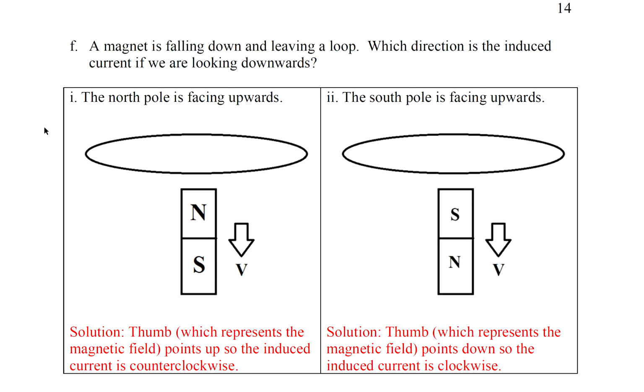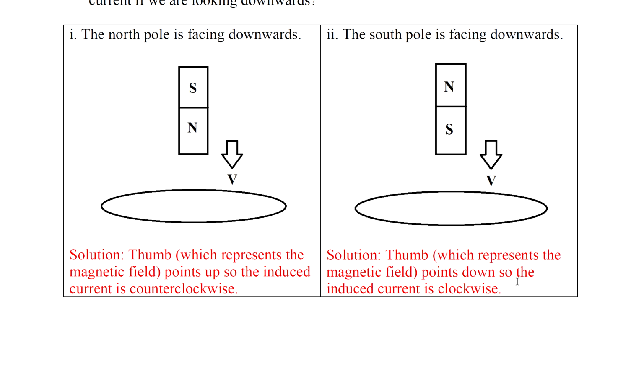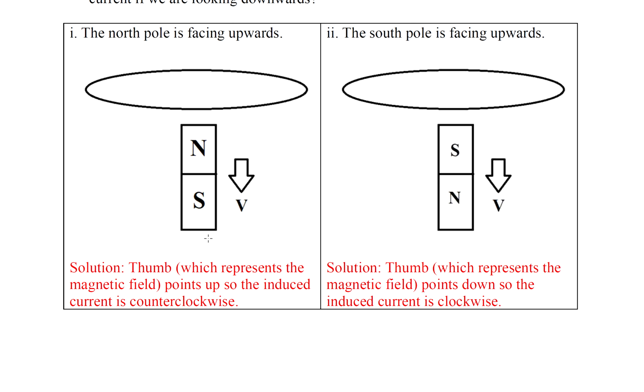Now, for part II, the South Pole is facing upwards. So once again, for part II, draw the magnetic field lines. As this bar goes down, you're going to get the opposite answer as I. So once again, for part E, you're going to get counterclockwise, clockwise. For part F, you're going to get the opposite. Sorry, yeah, you're going to get the opposite. I is going to be counterclockwise, clockwise.